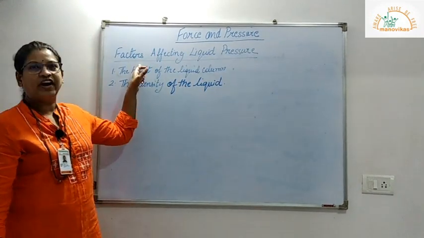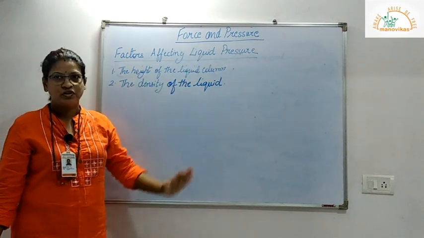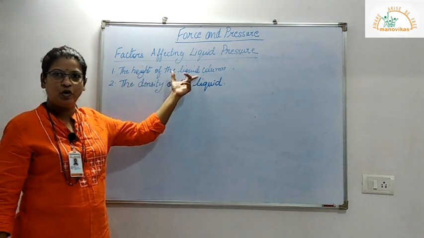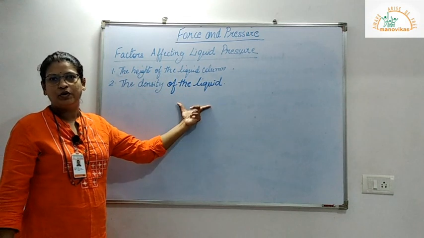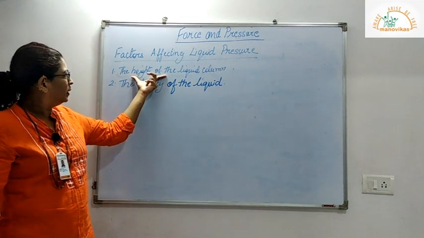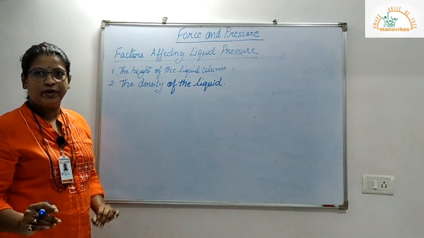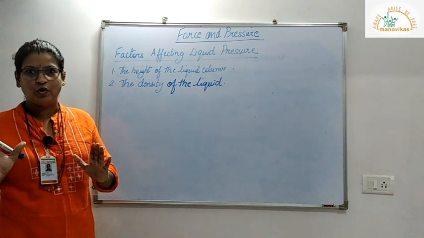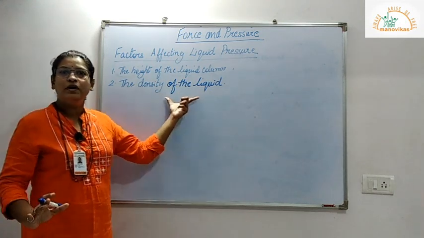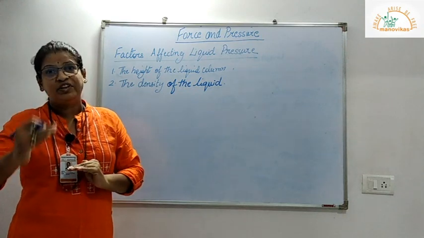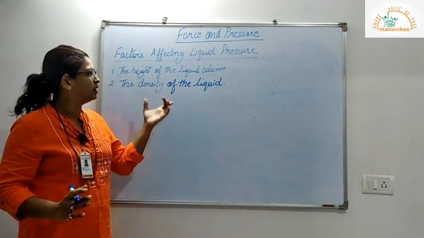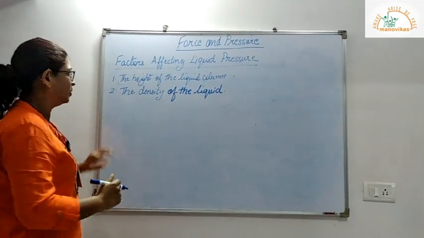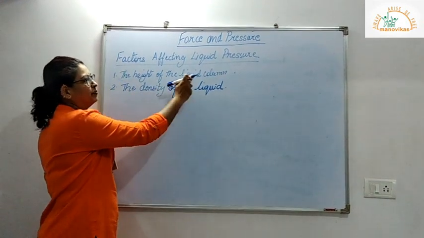Now we study the factors affecting the liquid pressure. The two factors affecting the liquid pressure are the height of the liquid column and the density of the liquid. The liquid pressure at a point in a liquid increases with the increase in the height of the liquid column, and the pressure in a liquid increases with the increase in the density of the liquid. To understand this better, we take an example for the first one, the height of the liquid column.